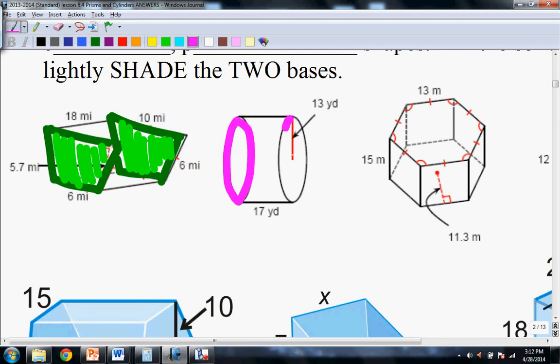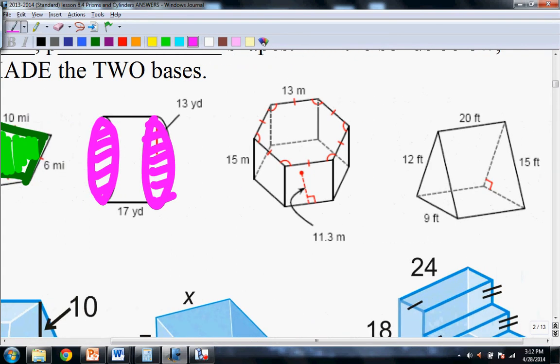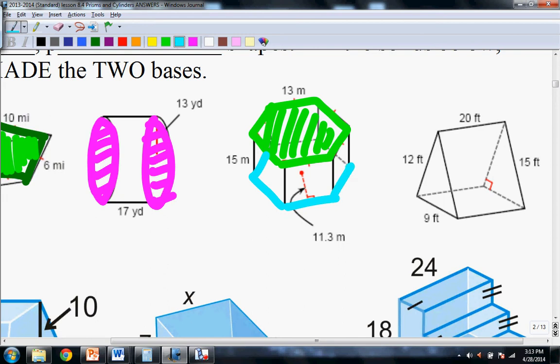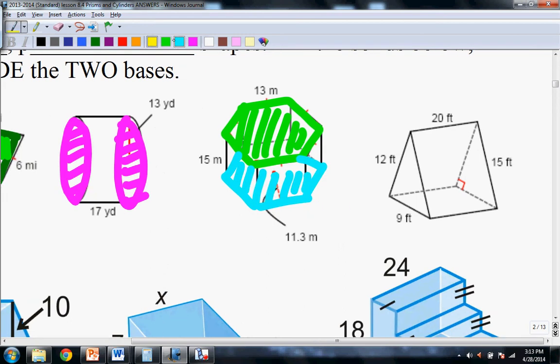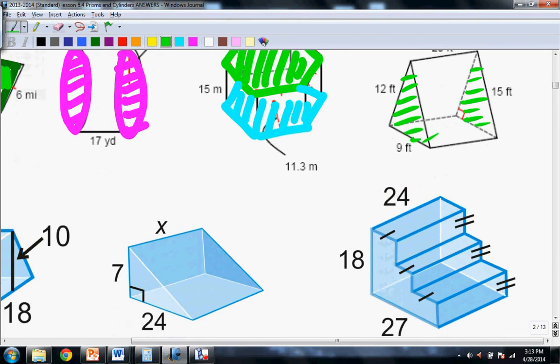In this one, these would be the bases. There's two of them, they're congruent, and they are parallel. In this one, these would be the bases. There's two of them, they're congruent, and they're parallel. This one, what I'm about to shade, is not the base. That yellow is not the base. The reason is there's not two of them, they're not congruent, they're not parallel. The congruent and the parallel ones would actually be these right triangles.